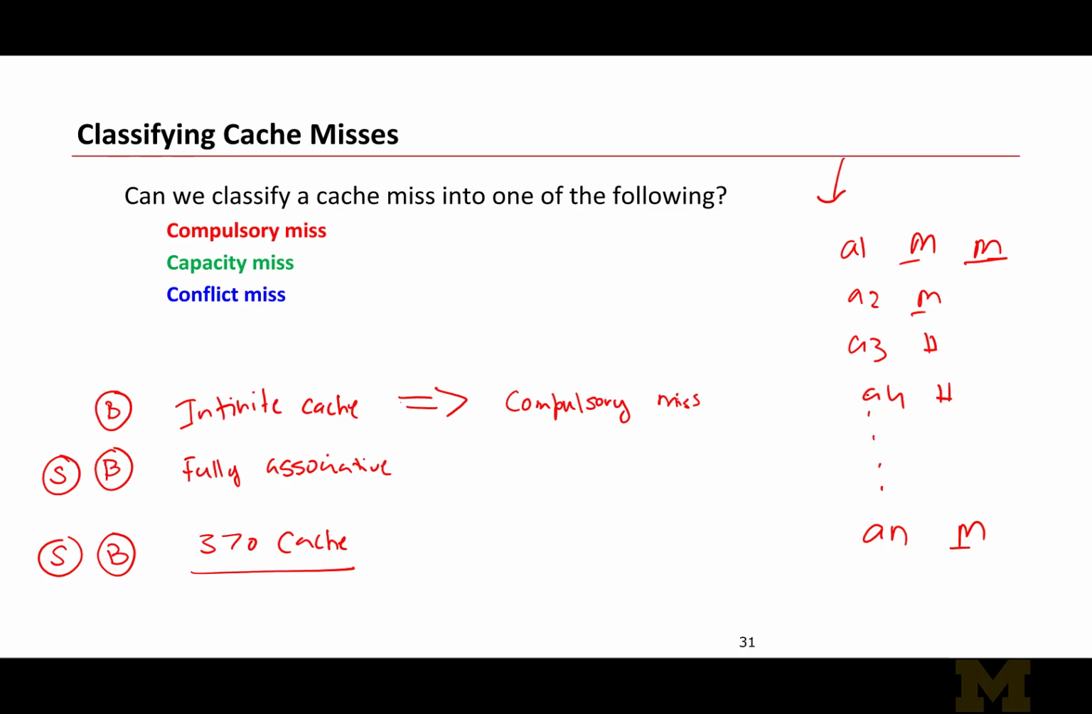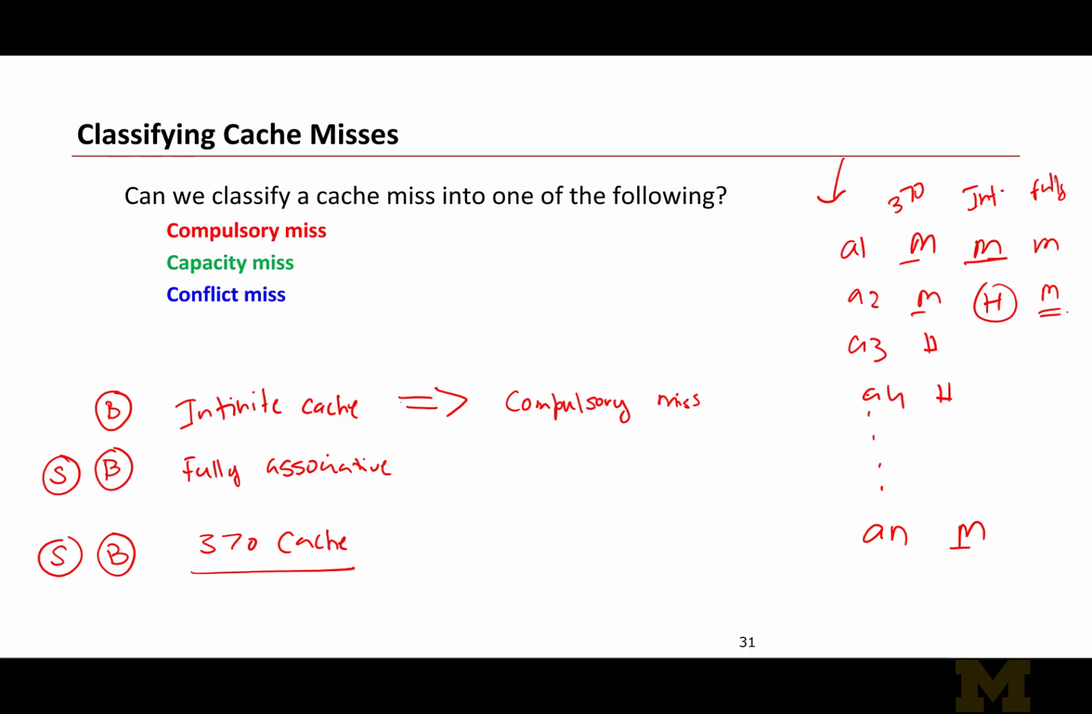And then I go and simulate my fully associative cache. Let's say there was a memory access which was a hit. Let's say this is my infinite cache and this is my 370 cache. So let's say there is a hit in the infinite cache, but then when I simulated my fully associative cache, it turned out to be a miss. So what does that say?